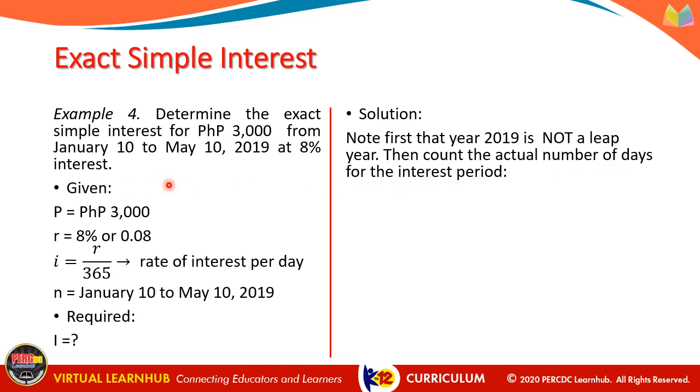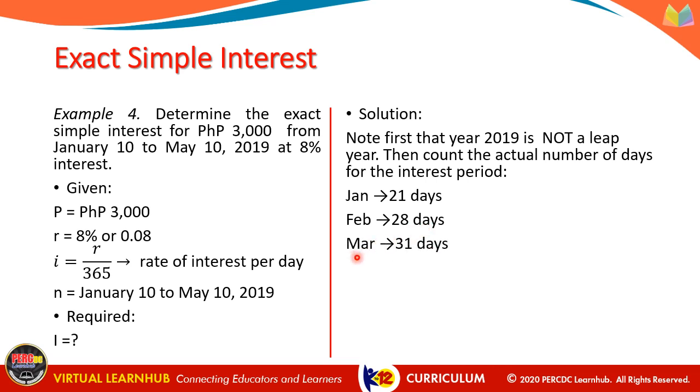We need to know how many days it is from January 10 to May 10, 2019. For the month of January, we're going to note 21 days. That is from January 10 to January 31. That's 21 days. For the whole month of February, that's 28 days. Since 2019 is not a leap year, the month of February only has 28 days.